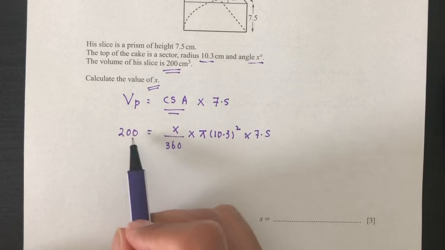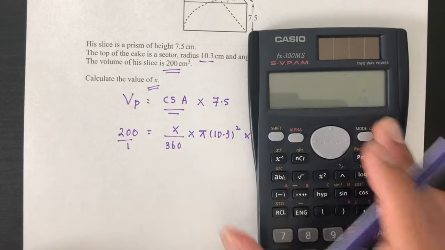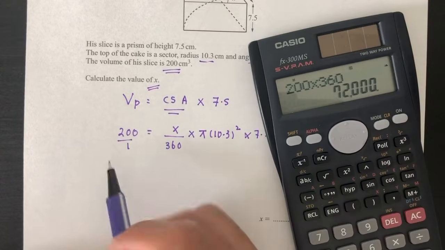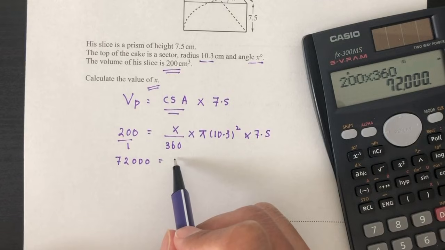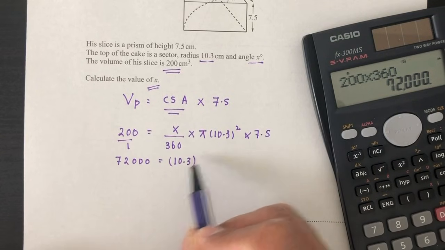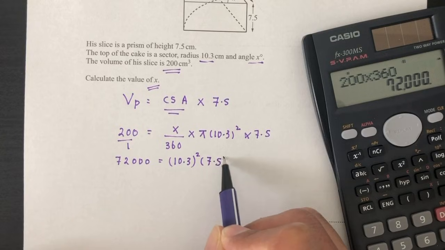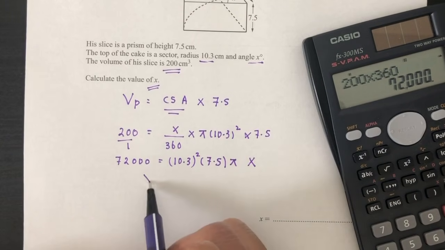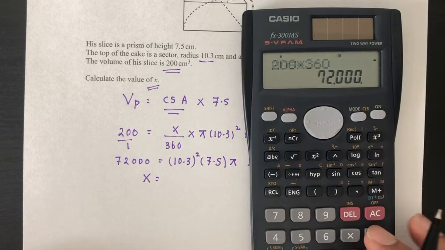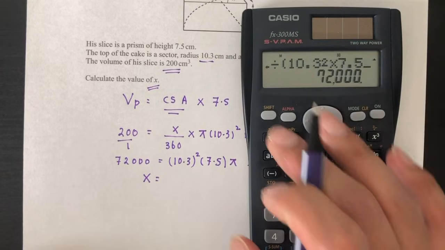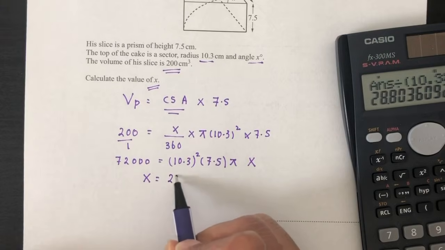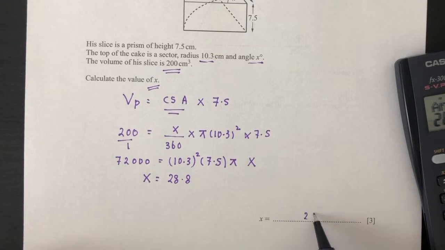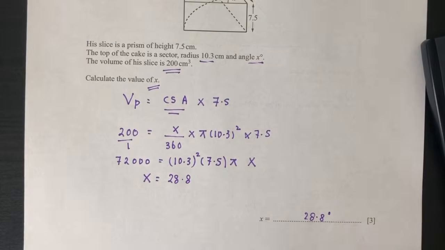First we have to cross multiply. You will have 200 times 360, which will be 72,000, equal to 10.3 squared times 7.5 times pi times x. To find the value of x, we divide this by 10.3 squared times 7.5 times pi. That will be 28.8. So the value of x will be 28.8 degrees. Okay, so that will be question number 8.